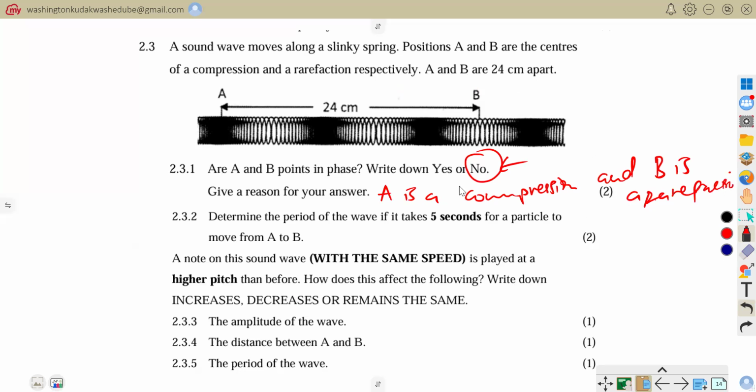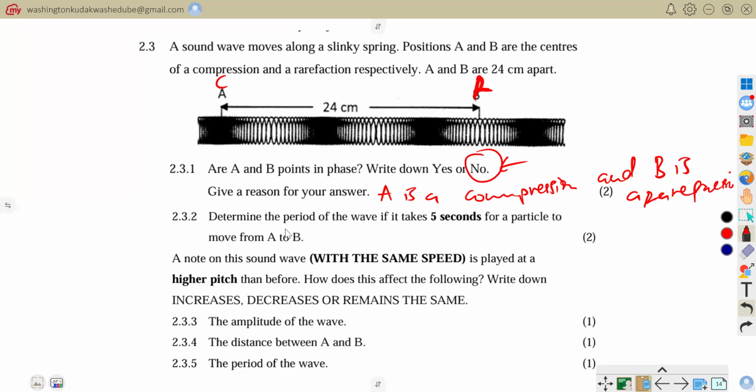By just stating that this one is a compression and this one is a rarefaction, we actually understand that point A and point B are not in phase. Now, let's look at question number 2.3.2.